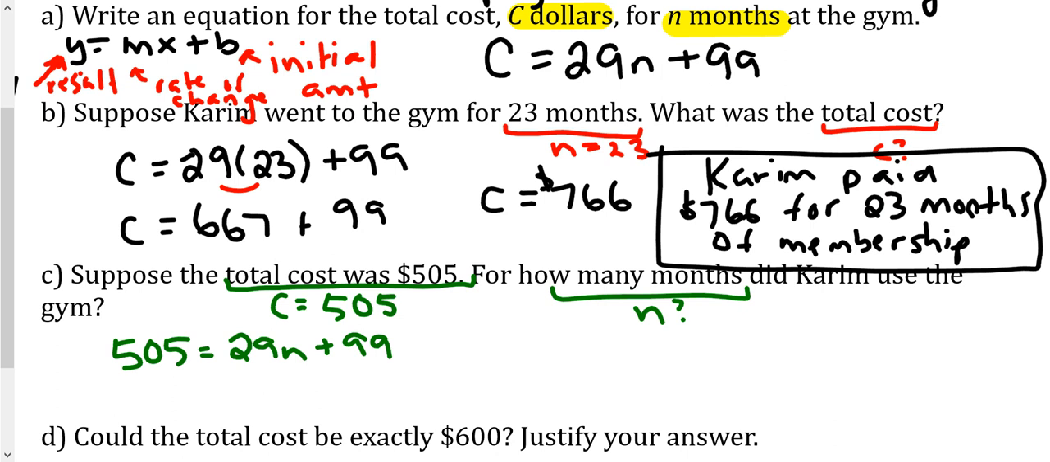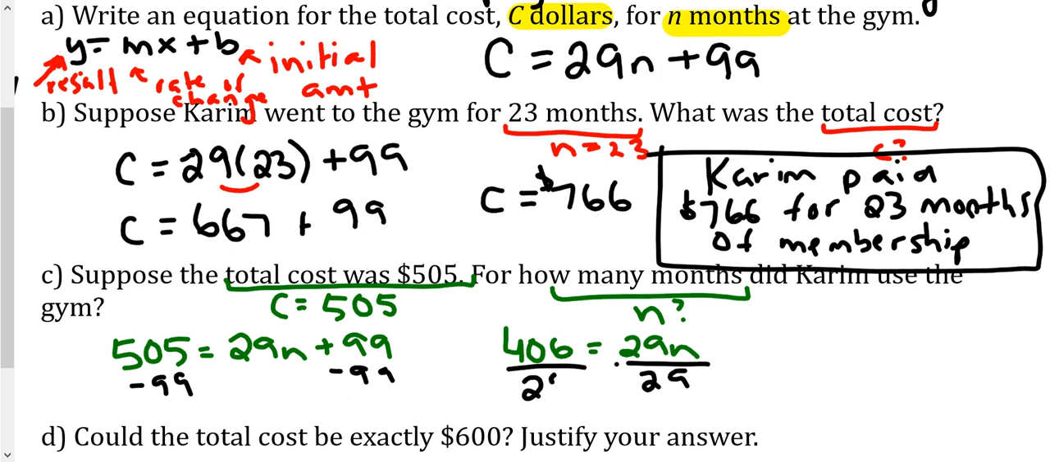So piece by piece, I'm going to remove the things that are attached to n, working through PEMDAS in the opposite order, right? I'm going to peel that 99 away by subtracting it from both sides. I get a 406 on the left side, and I just have 29n left on the right side. Now to get n by itself, to get rid of that 29, I'm going to do the opposite. It's multiplied to n. I'm going to divide.